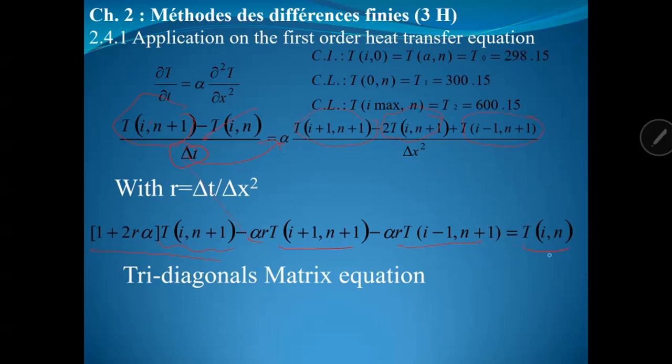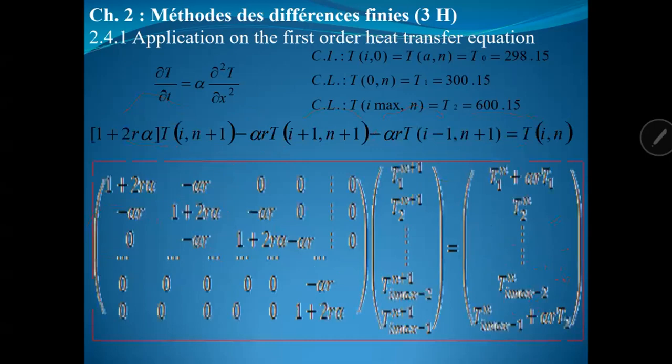The Ti^n are known values, because step n is known. The Ti^(n+1) are unknown terms. The α r we gave as alpha r. Then this equation is called the three diagonals matrix equation. It is written as the following.